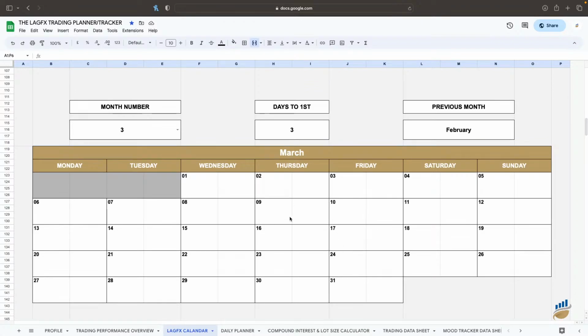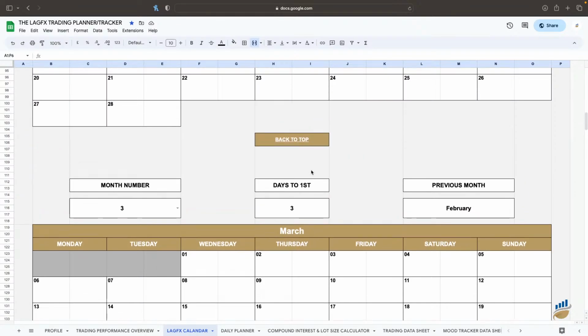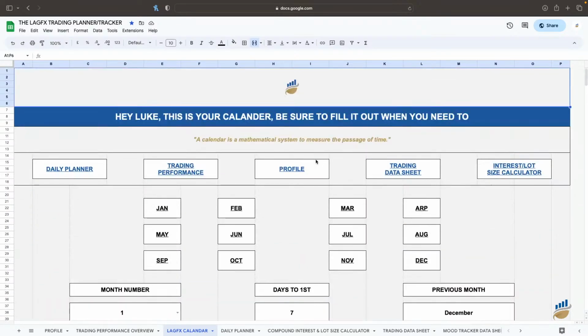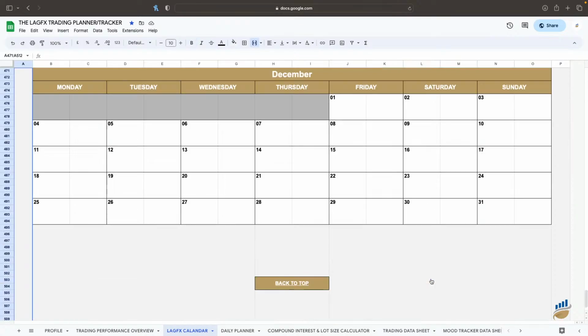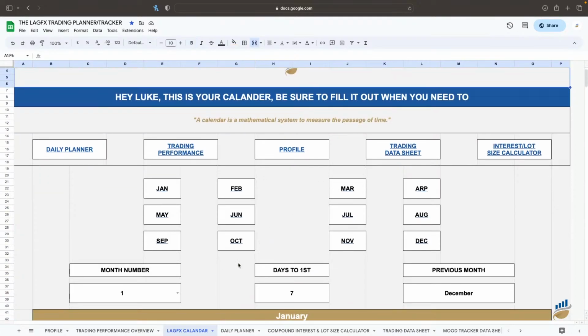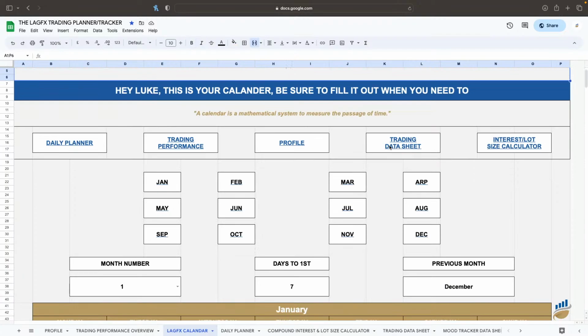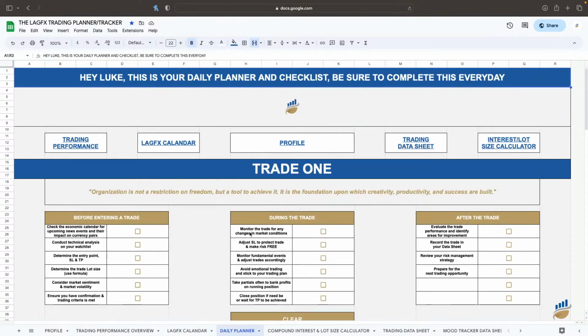So then when you look at this, you'll know, okay, at 1 o'clock we have the NFP, or some kind of speech that may impact the markets that I'm looking at. So this is just another way to factor in those things, or it can be used to put your dog's birthday on, things like that. So that's the calendar.